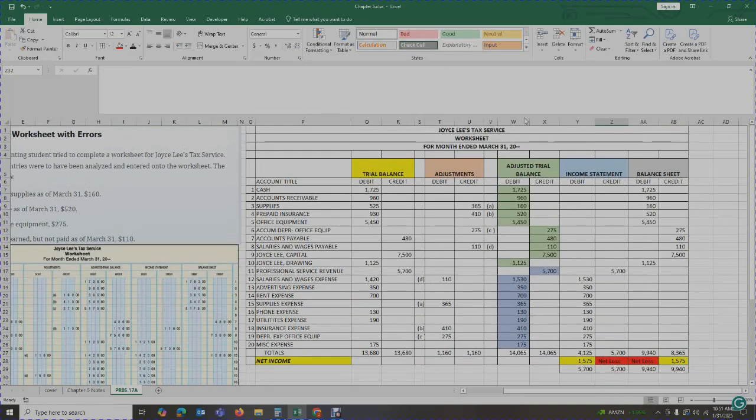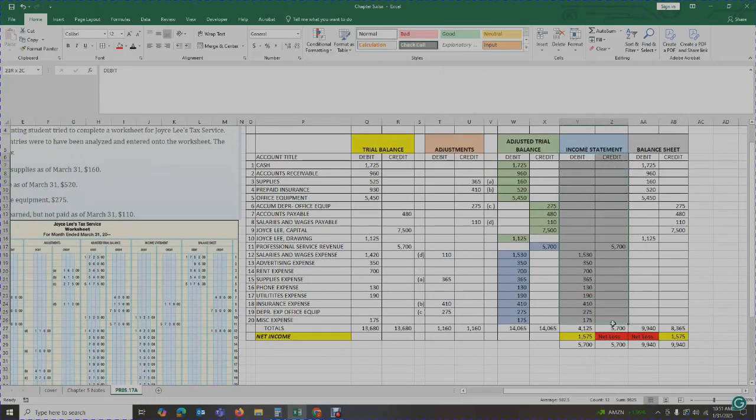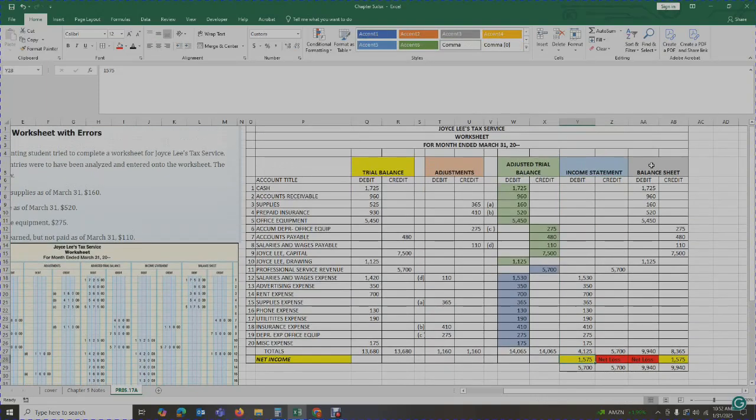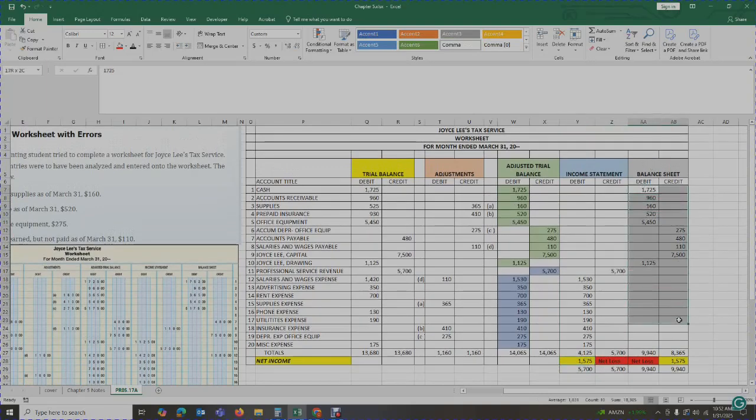Now from this worksheet, I know that this information goes on my income statement. I have net income of 1,575, and this information over here goes on my balance sheet. Okay. So we can easily prepare our financial statements with the worksheet information provided. So the whole point of this problem is to show you the information being updated from the trial balance. We record adjustments and we calculate the adjusted trial balance. That is the ending balance.